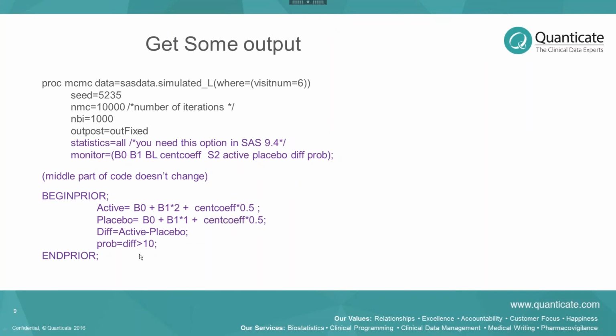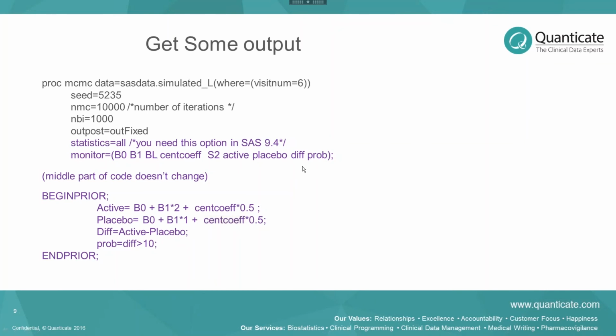Same for placebo, then the treatment difference, so those centres and the intercept cancel out, and the probability that that difference is more than 10. But you can add as many things in here as you want to. But whatever you define here, you need to add up in this monitor, otherwise it just won't show you anything for it.